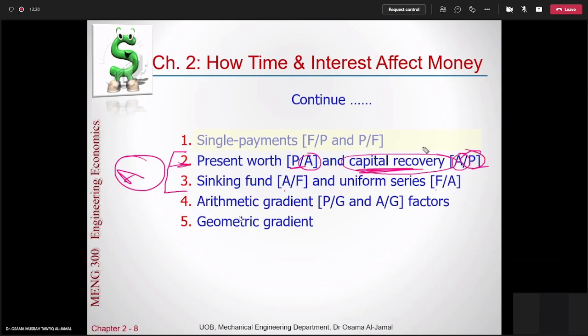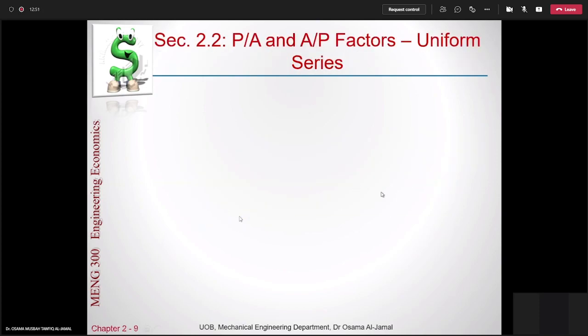The first amount put at year 0 or whatever year is the capital, the principal that you need to recover by installments. So let's start now, inshallah. The first section of today's lecture, 2.2, P given A and A given P factors. To find a P for a given annuity and to find the annuity, or what we call capital recovery, for a given present value.